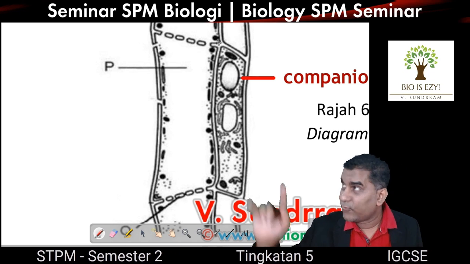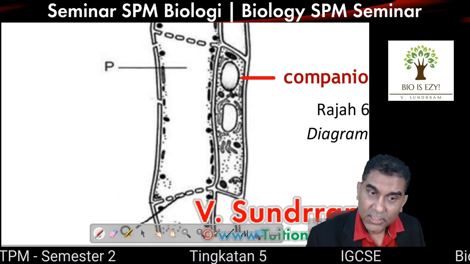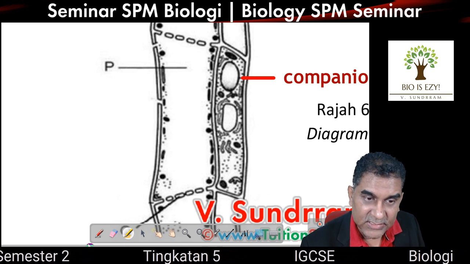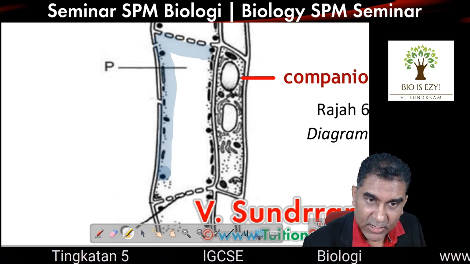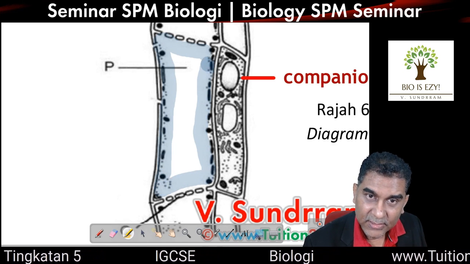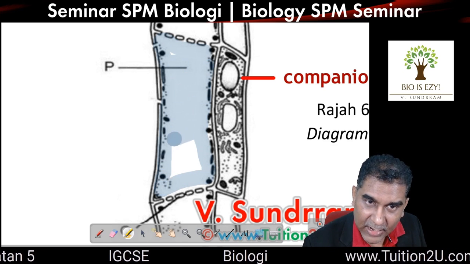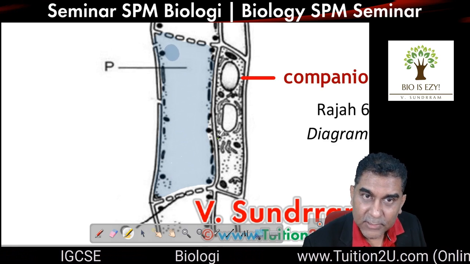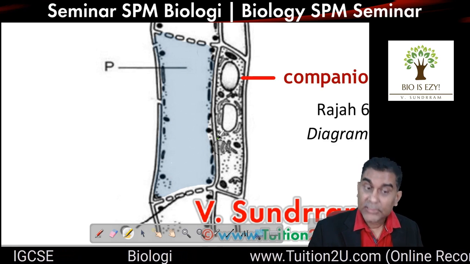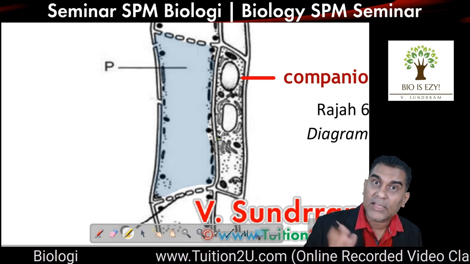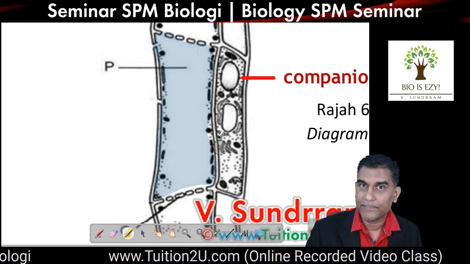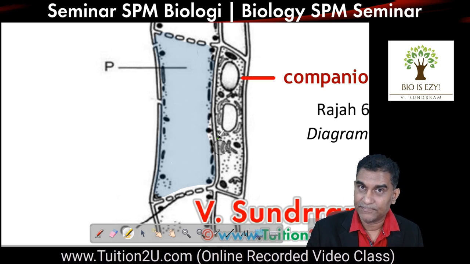Xylem is a dead cell. Phloem is a living cell. The proof it's a living cell is they have cytoplasm. So I'm coloring this area blue to show you they have. Nak tunjukkan kepada kamu dia ada sitoplasma. Maksudnya dia sel hidup. Tapi komponen-komponen sel sudah merosot untuk memudahkan pergerakan sukrosa. That is the first adaptation.